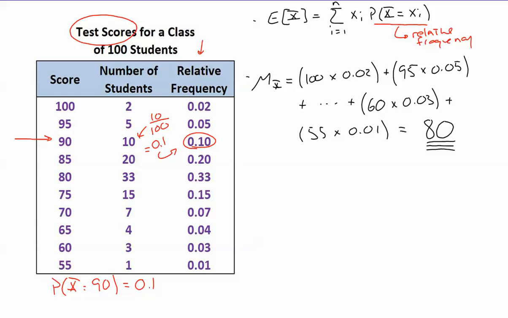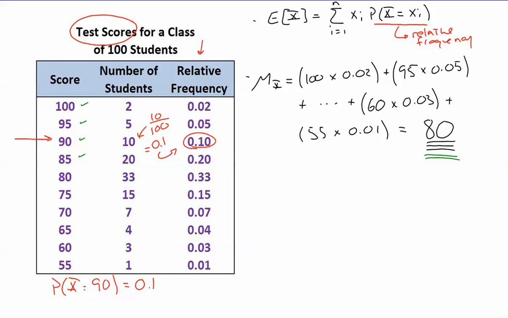What does that mean? The mean score, and by the way, if you had done this in the rather traditional way, if you had added 100 2 times, and added 95 5 times, and 90 10 times, 85 20 times, etc., all the way down, and then divided by 100, you would get the exact same value of 80. Try that for yourself. The relationship in the upper right-hand corner, which uses the relative frequency approach, which is a weighted sum, yields the exact same value that you would have gotten the old-fashioned traditional way.